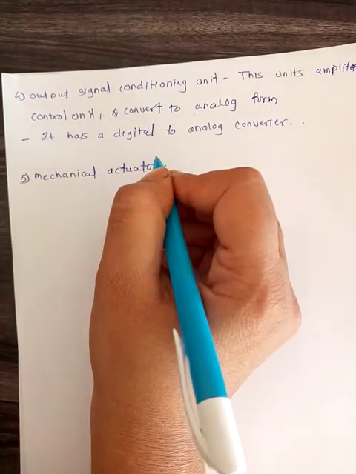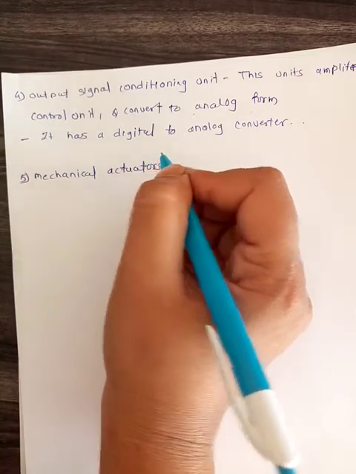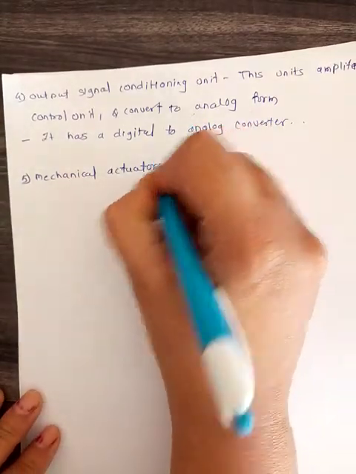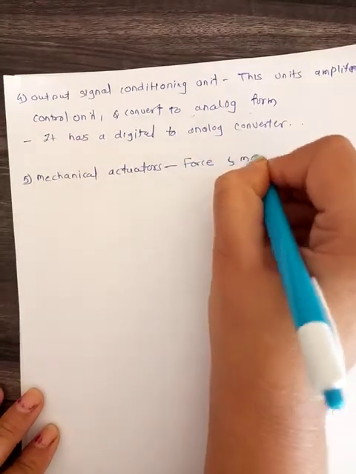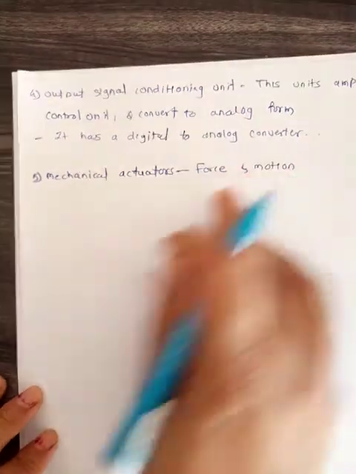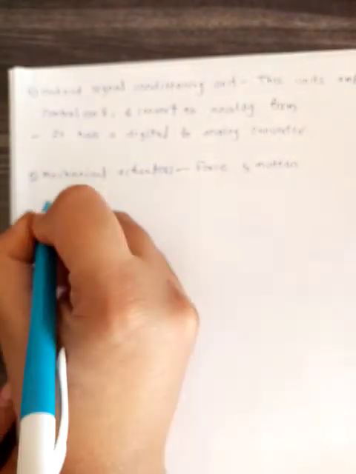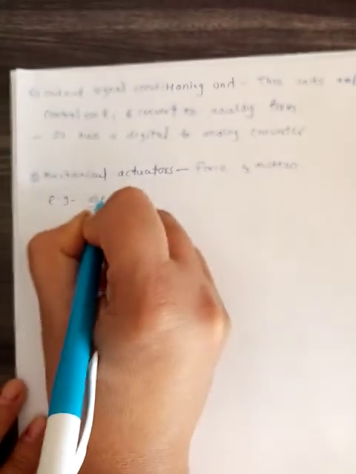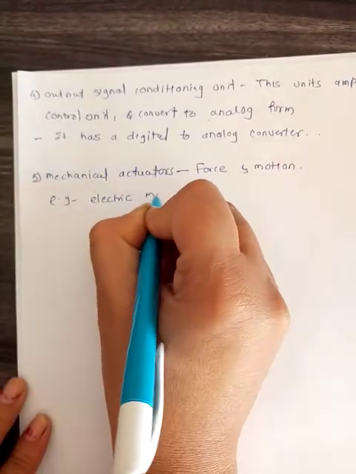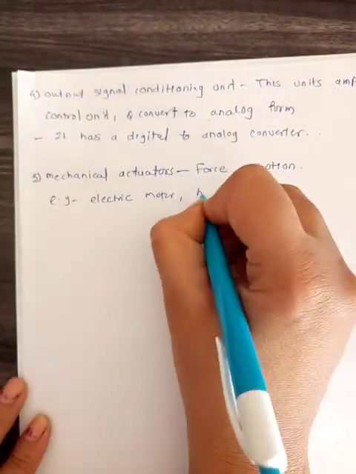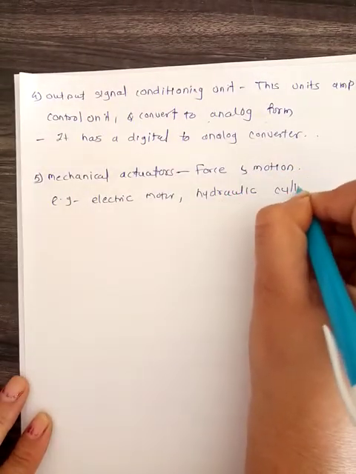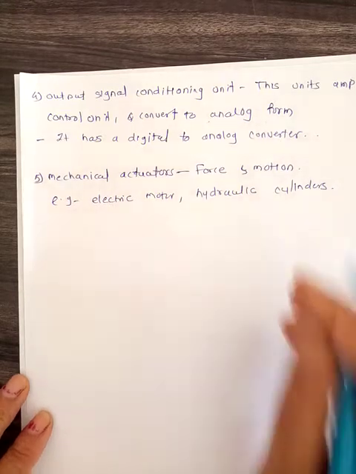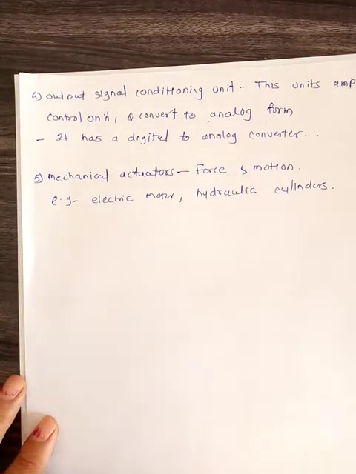The mechanical actuator performs the mechanical work involving force and motion. Means this actuator performs the force and motion. Okay, the mechanical work is the force and motion. And examples are the electric motor, hydraulic cylinder. These are the examples of the mechanical actuator.